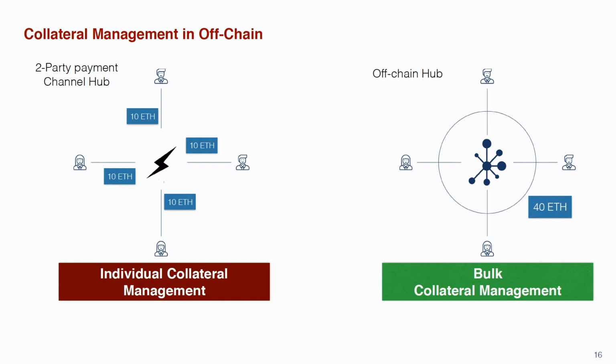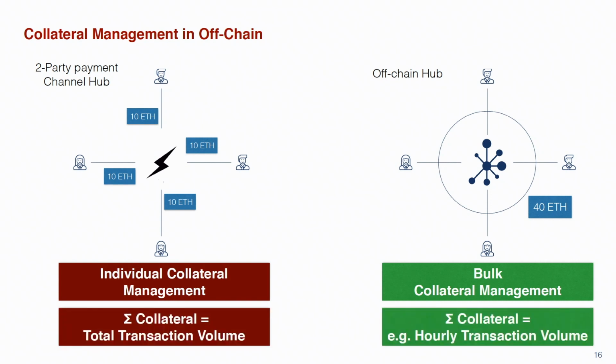The collateral is managed for each individual link, so it's quite complicated. And also, it's tied to a particular user. You cannot use it for others. Whereas in such an off-chain hub, typically you can manage this in bulk. That's possible. The collateral requirement, as we have seen in such a hub, would be substantial if we have many users and a lot of transaction throughput.